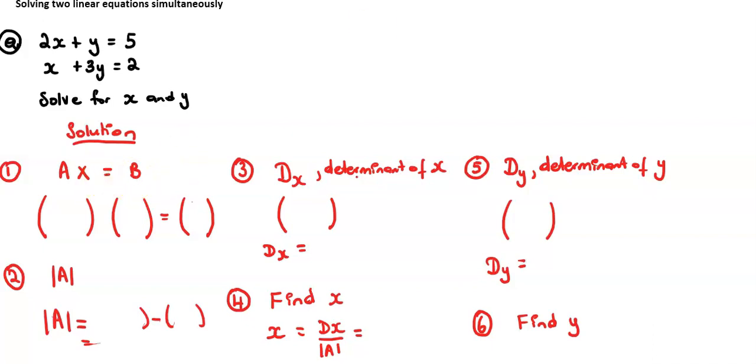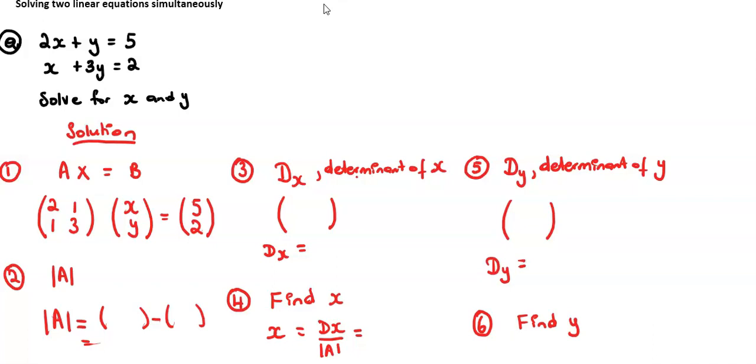All right, so let's go ahead and pull off our coefficients of the variables. In our first column, we have 2, 1, 1, and 3. In our second matrix, X, we have our variables X and Y. And that is equal to B, where we have 5 and 2. That is our first step, guys: writing the equations in the form AX equals B.